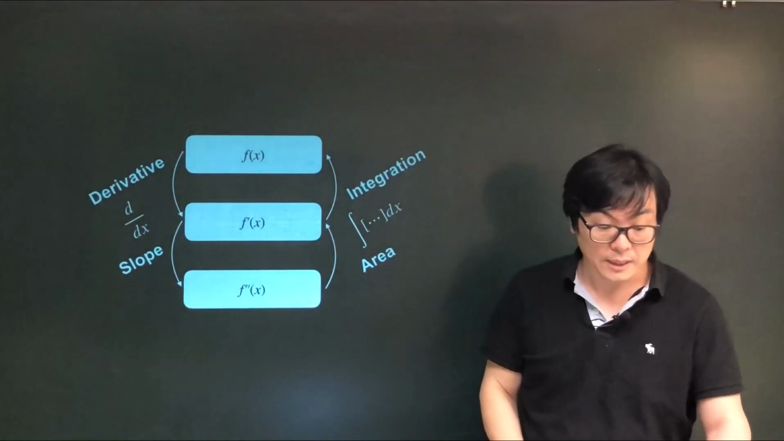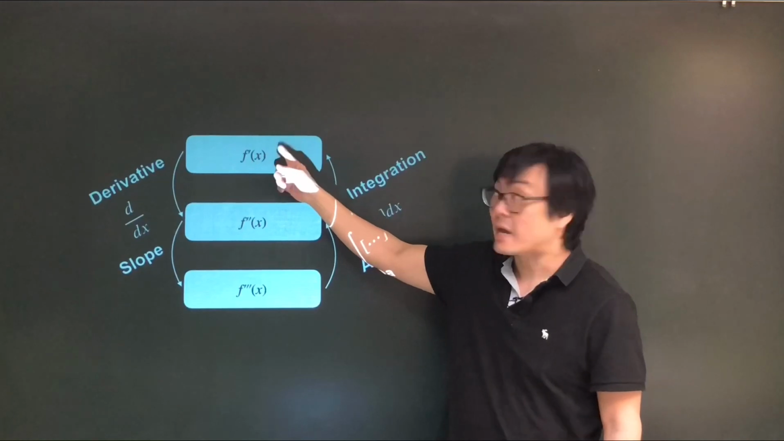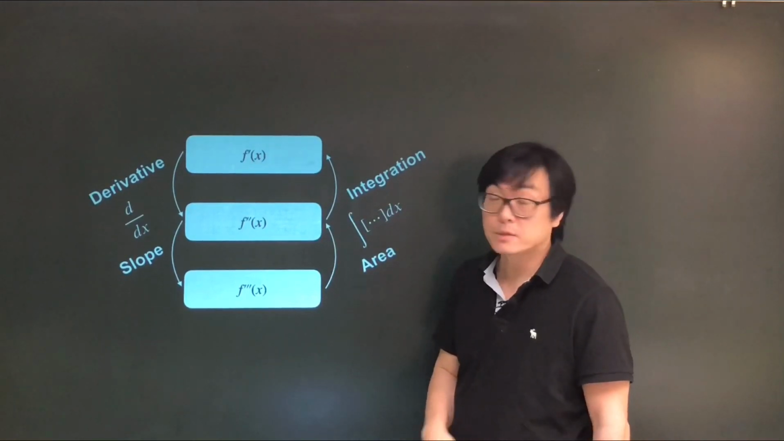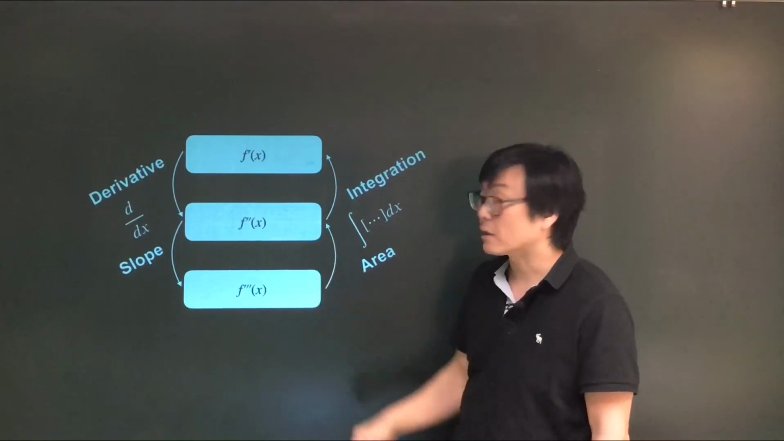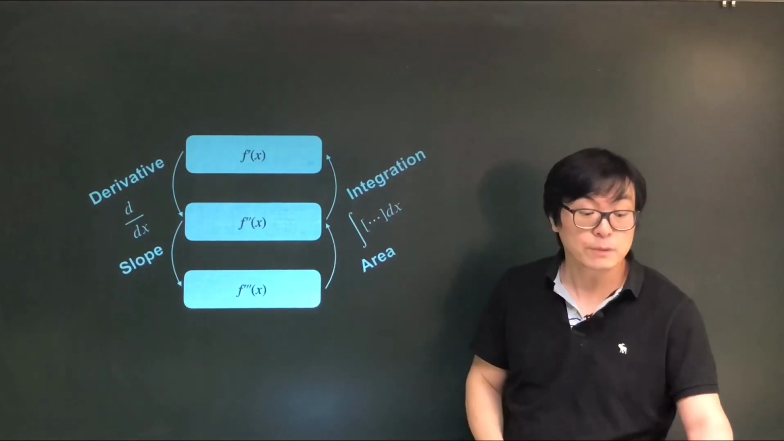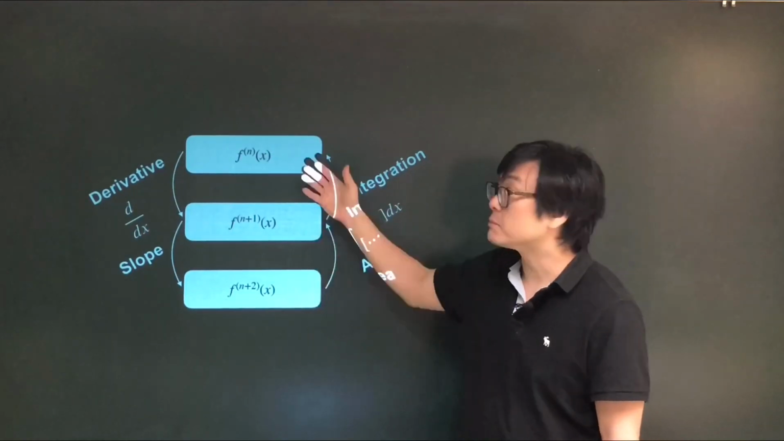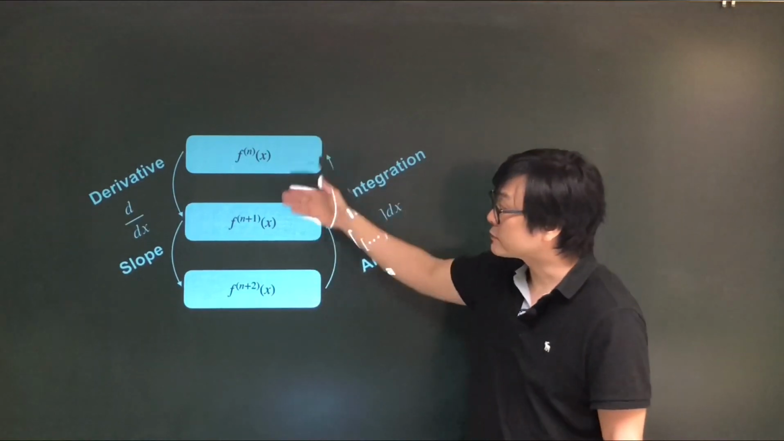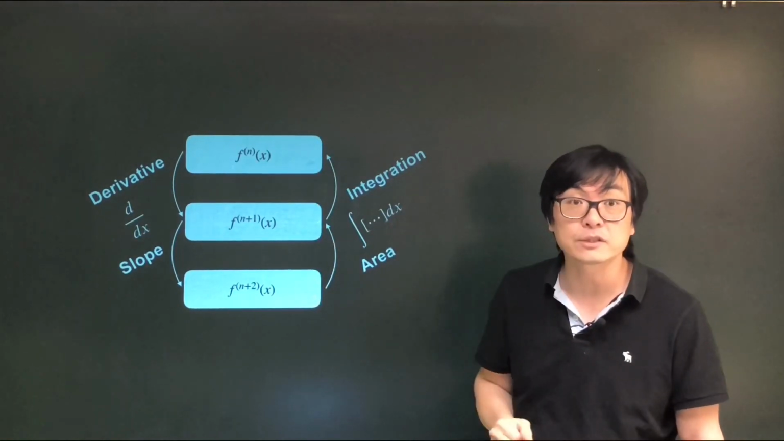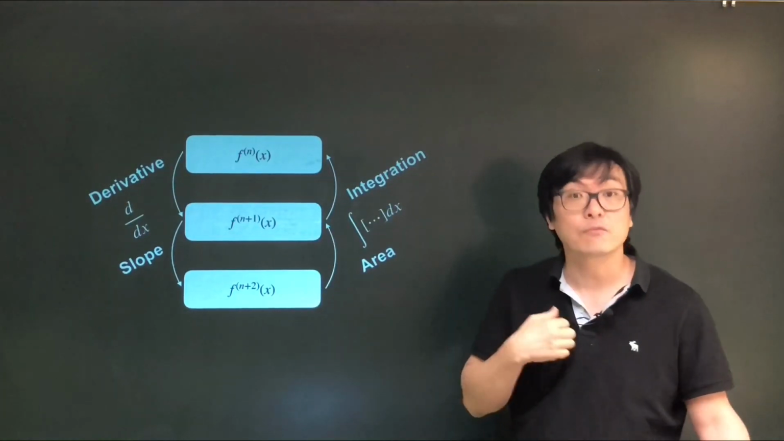That means it could start from f prime. Then from f prime, the next one is f double prime, and the last one will be f triple prime. It could be anything. It doesn't matter which order of derivative you have. If you have a set of three consecutive derivative functions, then these relations are important for us.